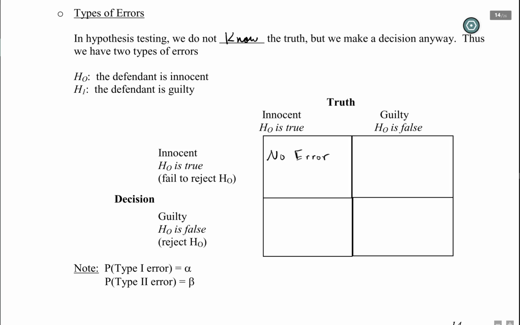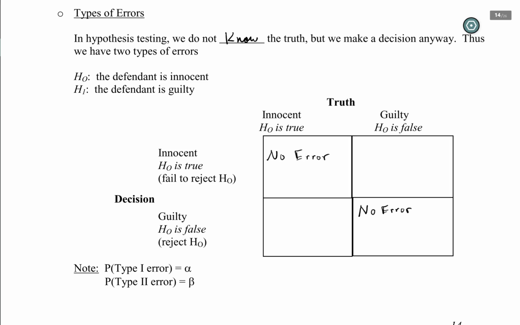All right. In a similar way, in this 2-2 entry of the table, if the truth is H naught is false, but we reject H naught and we decide that H naught is false and accept the alternative, then we have made no error. Okay, so there's no error in those two situations, in the 1-1 and then in the 2-2 entry.